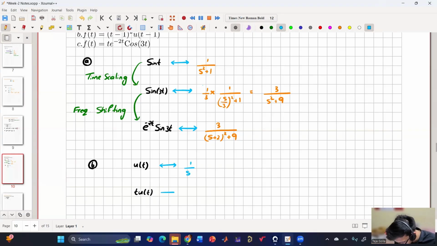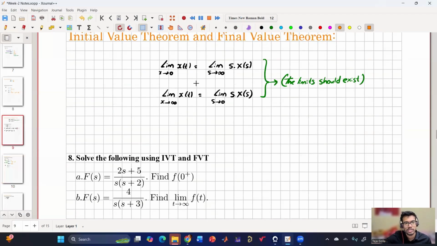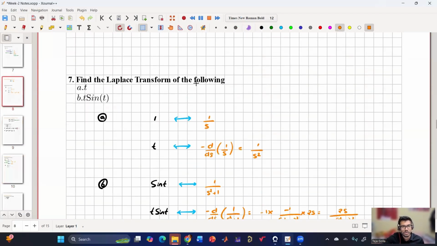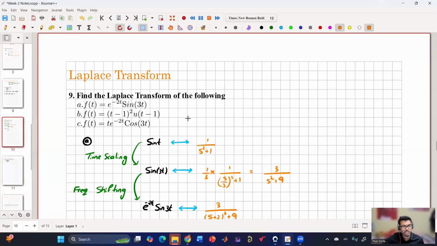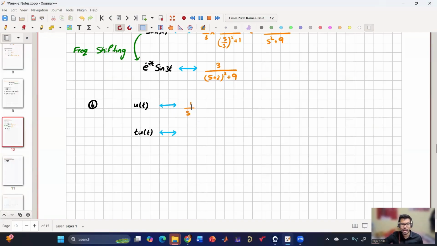Yes, very good. So which property is this? Time shifting? This is not time shifting. This is frequency differentiation. Because if I have differentiation on the frequency side, if I go back, I'll get t into x of t, right? Yes, sir. So this is frequency differentiation. If I differentiate, I'll have minus d by ds of 1 by s, right? Agree? Yes, sir. So what is this expression?